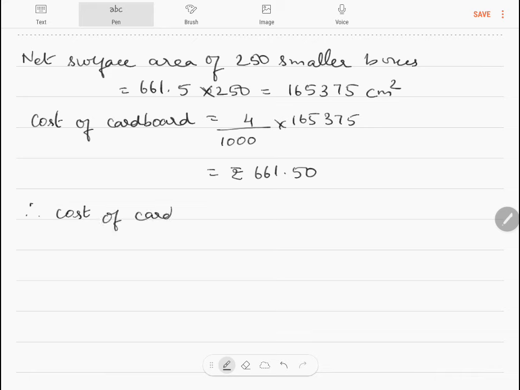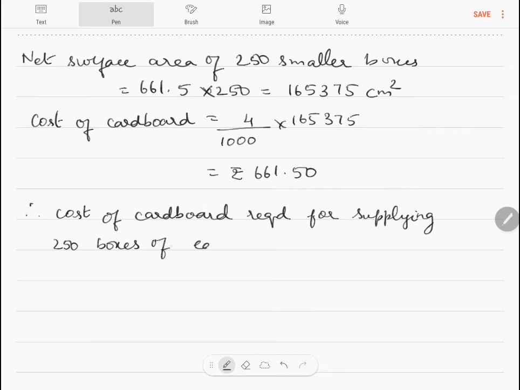Therefore, the cost of cardboard that is required for supplying 250 boxes of each kind will be 1522.50 plus 661.5, which is equal to rupees 2184.